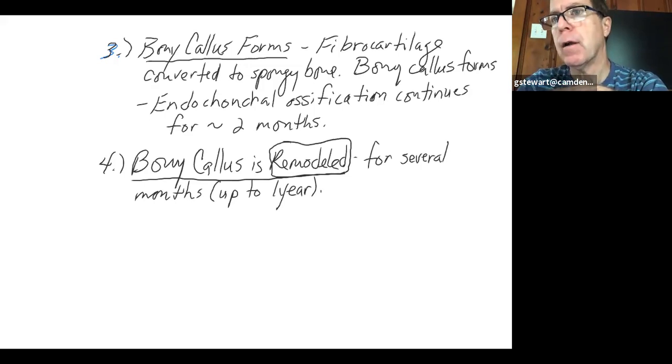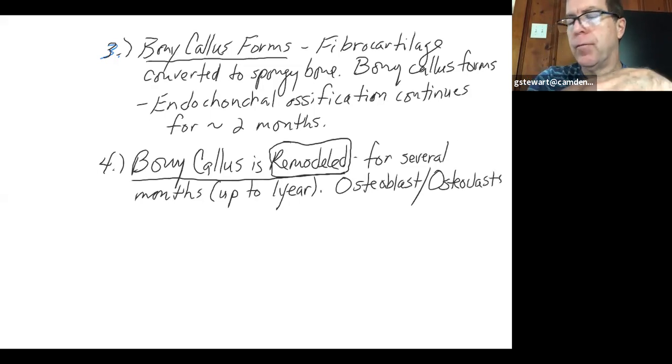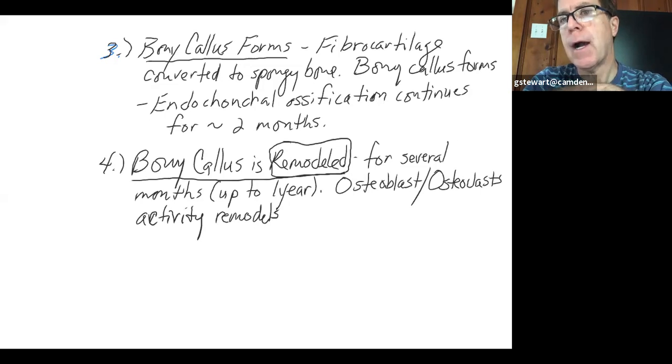So I'm just going to write osteoblasts and osteoclasts. Activity remodels compact bone as needed.